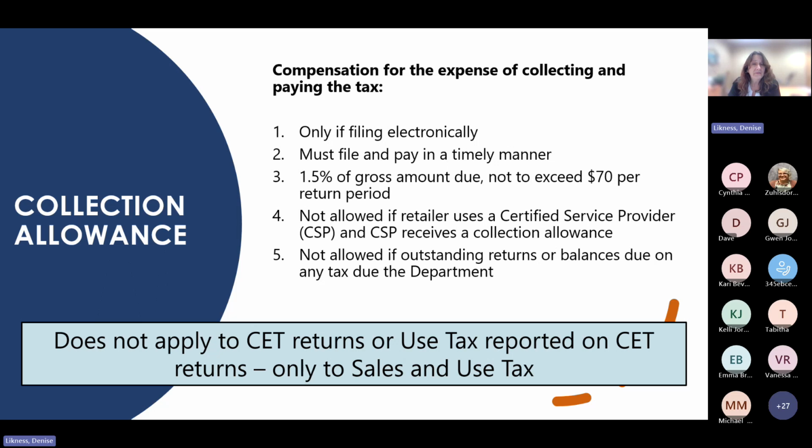So basically, you have to file online on time. And if you have a balance on a previous return that you filed, it will not give it to you on the next month. Unfortunately, it does not apply to excise tax returns or use tax reported on excise tax returns. It's only for sales and use tax. But just keep in mind, online on time.